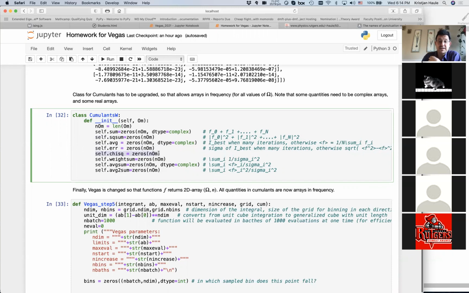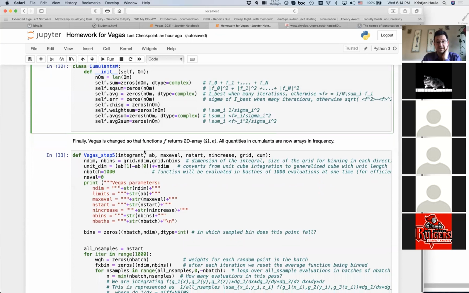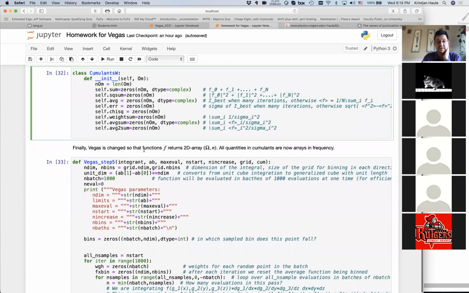Then chi square has to be real. Then the rest of the weight sum is basically 1 over sigma square, which again has to be real, and so on and so forth. So there are some of them complex, some of them real. Okay, so this is a generalization of the previous cumulants.